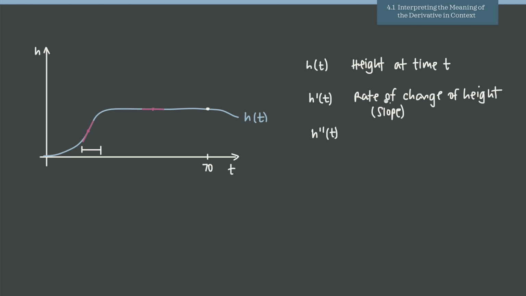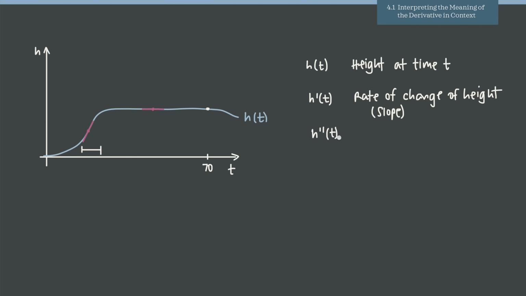And so depending on whether or not the derivative was positive or negative or zero, if it's positive, we know that height is increasing because the slope is positive. If it's zero, we know that height is staying the same. And if it's negative, like it would be over here, the slope is negative, then we know the person is getting shorter.